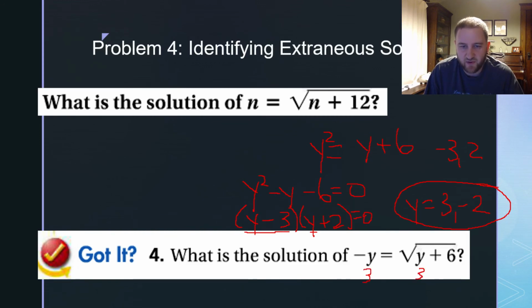Okay, so 3 plus 6 is 9. Square root of 9 is 3. This, however, is negative 3, right? Because this is negative y. So 3 is actually not a good solution.